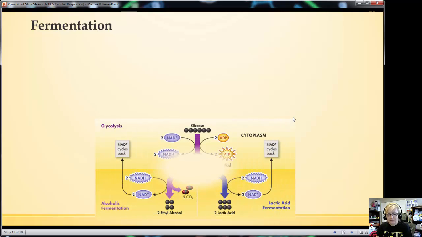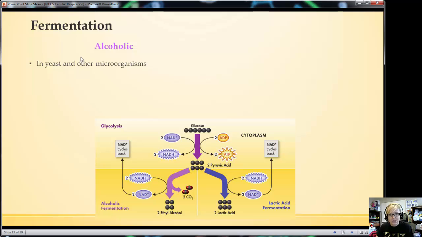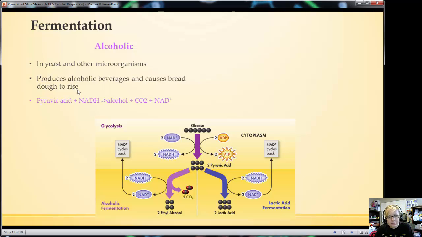This is what it looks like. There's 2 different types of fermentation. This looks really scary at first, but we'll break it down. Don't worry, it's not too bad. We have alcoholic fermentation. So you've heard of this before, alcohol. This is the process by which yeast and other microorganisms, like bacteria, are able to convert glucose into ethyl alcohol, which is alcohol. This produces alcoholic beverages and causes bread dough to rise.